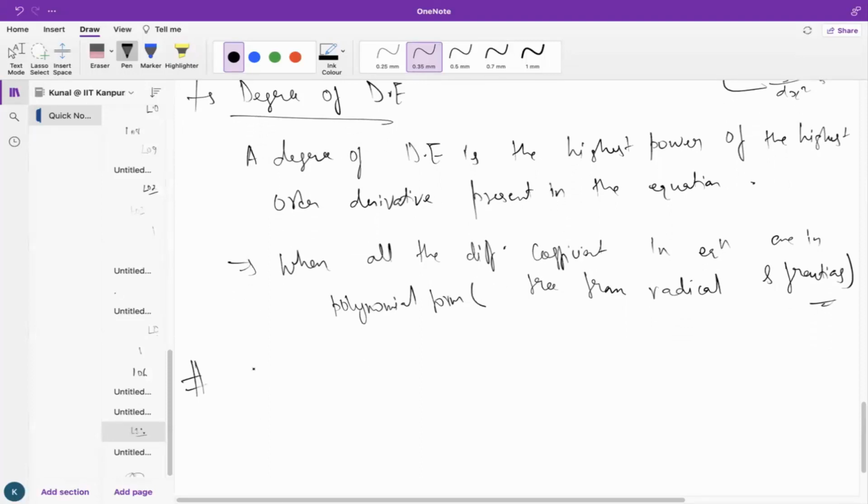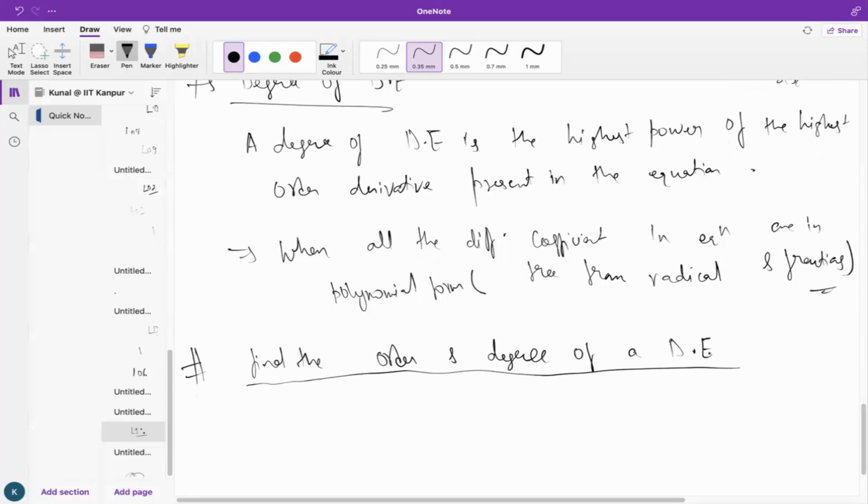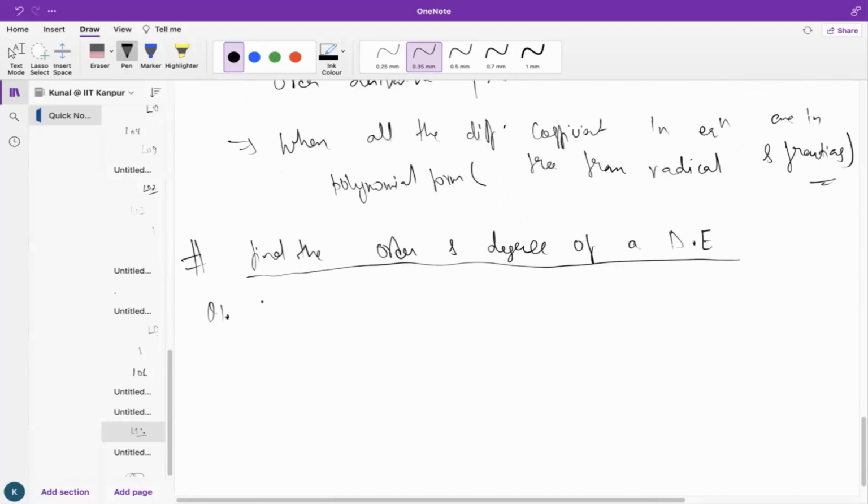Let me try to give you an example or problem: you have to find the order and degree of a differential equation. Question number one: y dash is equal to ax plus b. You have to calculate the order and the degree. And what is order? The order of a differential equation is the order of the highest differential coefficient present in the equation.